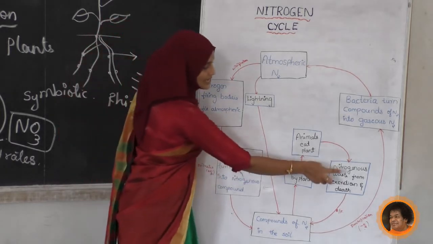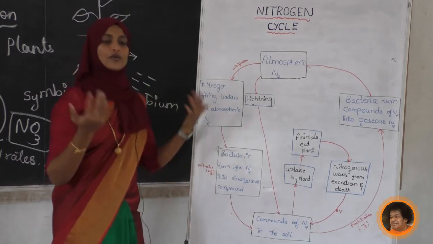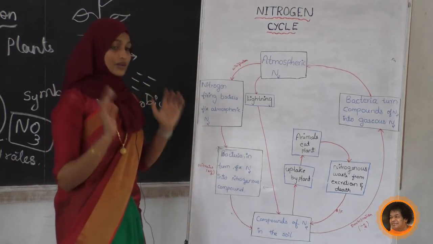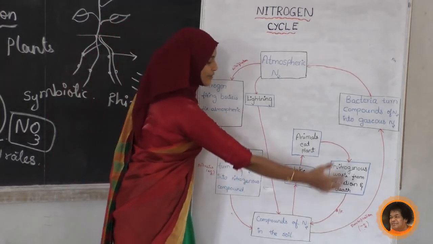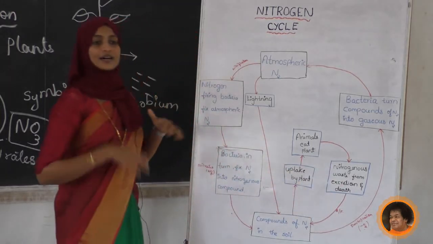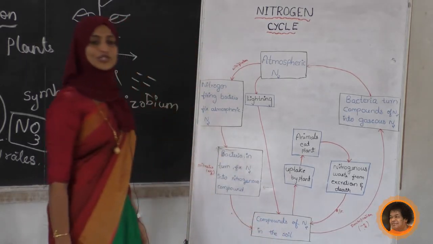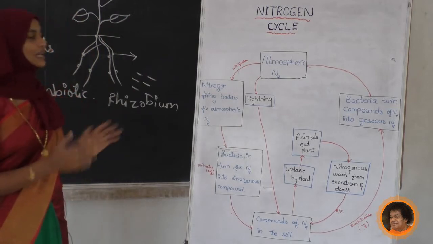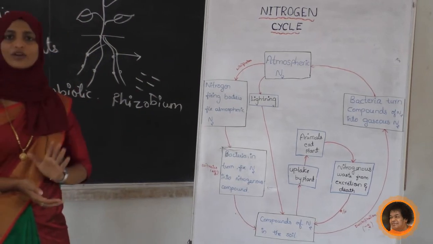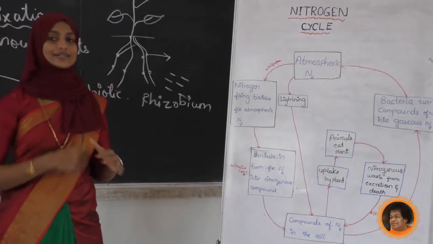Next, after the death and decay of any waste part of the plants and animals, once again the bacteria and fungi are responsible for the decaying process. They give the nitrogen to the soil. This is a cyclic process. Okay, that's all about the nitrogen cycle. Very important. They may ask it for 3 marks, so you have to draw and study.